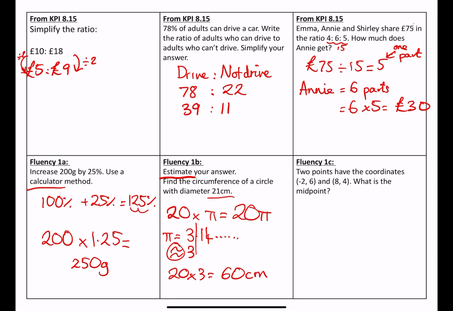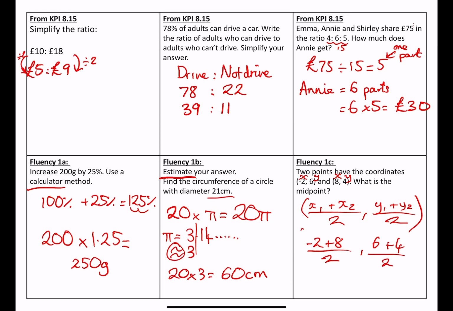Finally, Fluency 1C, 2 points have these coordinates. What is the midpoint? Remember, when we do the midpoints, we do x1 plus x2 all over 2, and then y1 plus y2 all over 2. That's how we learnt it. So I add both my x coordinates together, so I do minus 2 plus 8 all over 2, and then my y coordinates together, so 6 plus 4 all over 2.